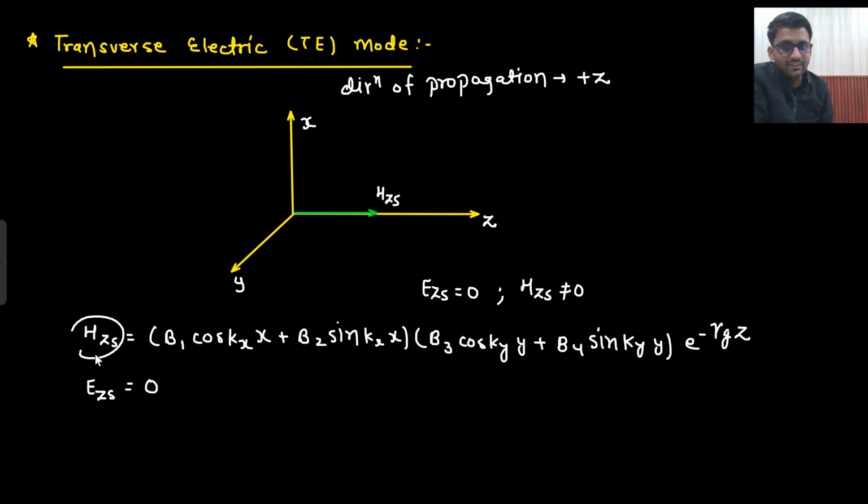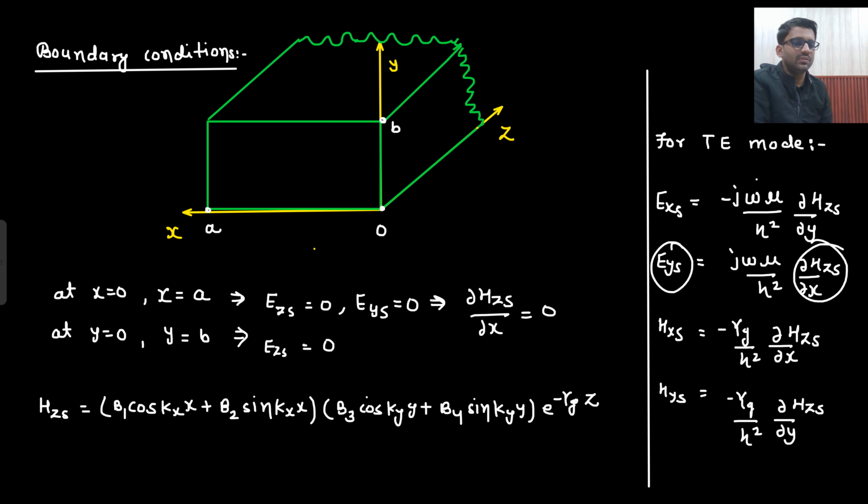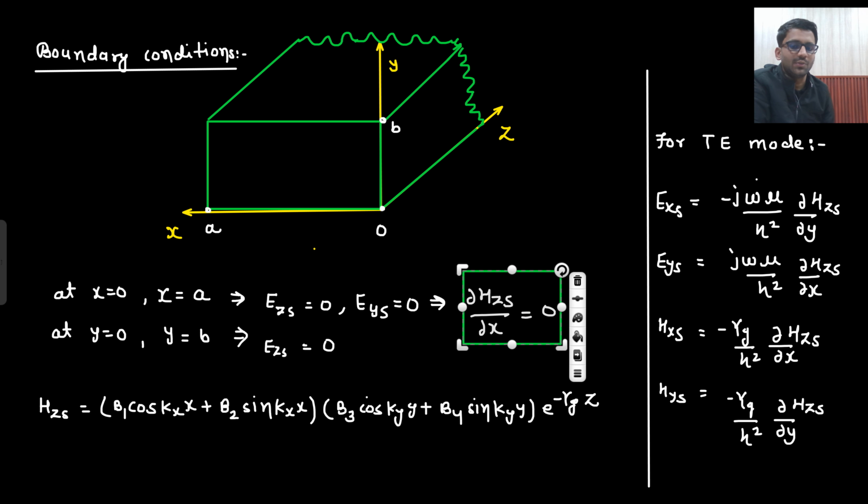but I need to study the HZS expression, and I am getting EYS is 0. So if my EYS is 0, then look at these expressions. Can I write that del HZS divided by del X is 0? If this is 0, then this will also be 0, because this is some quantity that cannot be equal to 0. So at x equals 0 and at x equals a, this is equal to 0.